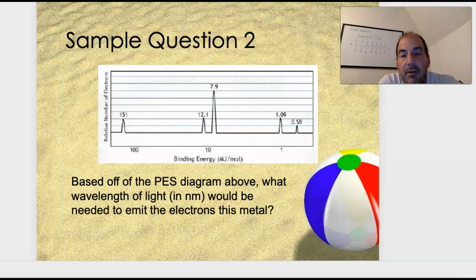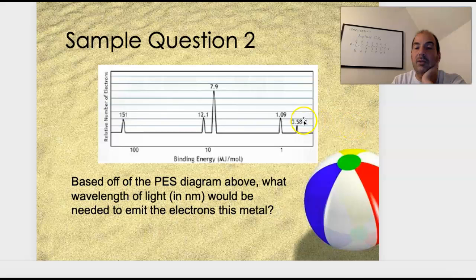So, with that in mind, based off of the PES diagram above, what wavelength of light in nanometers would be needed to emit the electrons from this metal? So we look at the PES diagram, and you have to remember that we're starting here. So this is 1s2, 2s2, 2p6, 3s2, 3p1. The metal definitely is aluminum in this case, but we're talking about this electron. This would be the first one to come off. So we want to know what wavelength would be needed to emit this one.